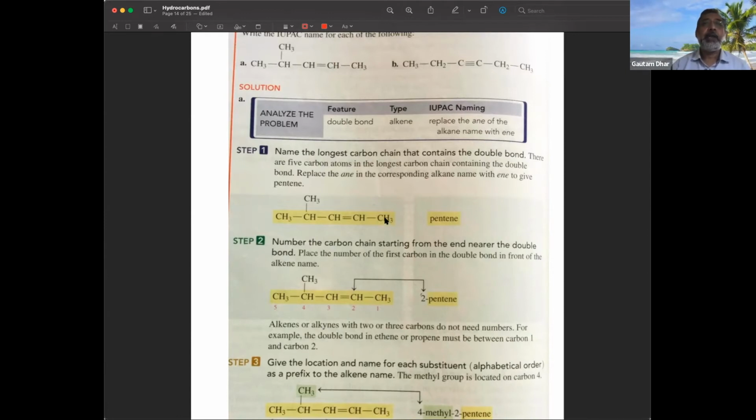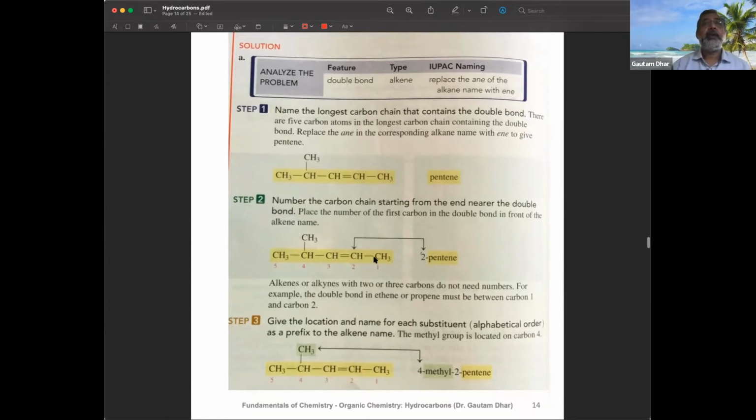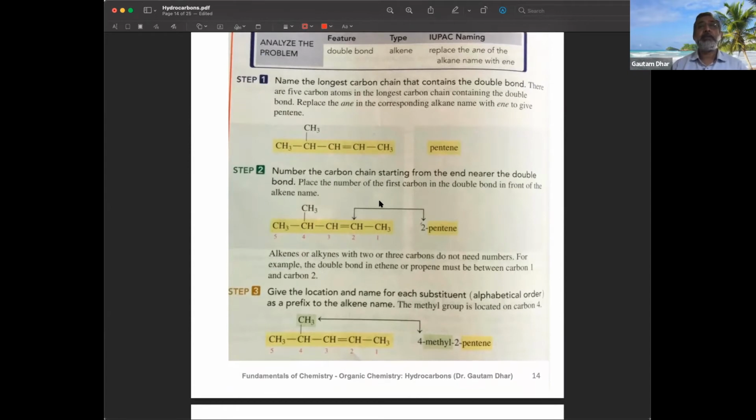And you start the numbering from that end, which gives the double bond the lowest number. So you are not looking at the substitution, you're looking at the double bond for numbering. So 1, 2. If I go from the right, it is 1, 2, 3, 4. So I have to number from the right. So the main chain is 2-pentene.